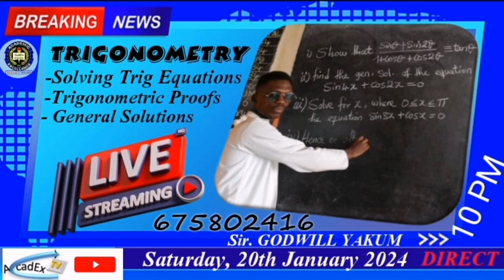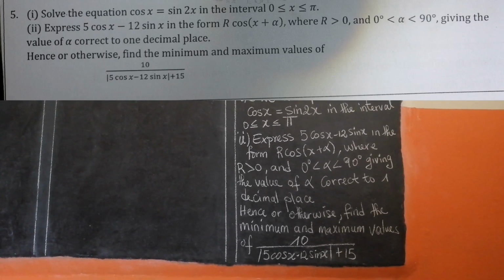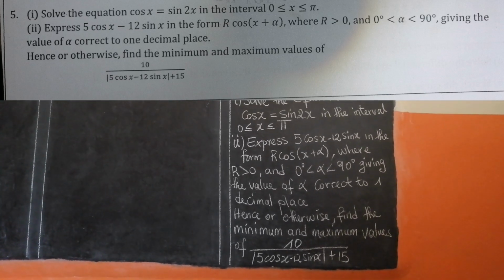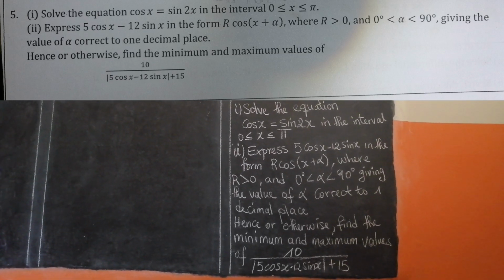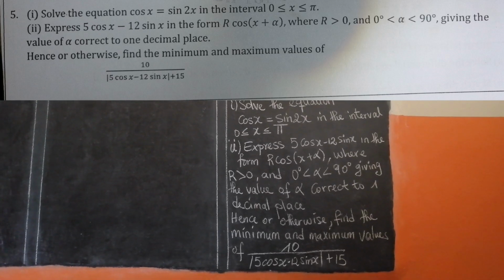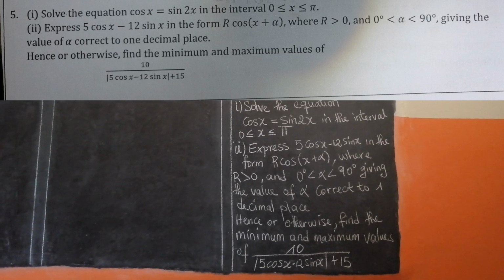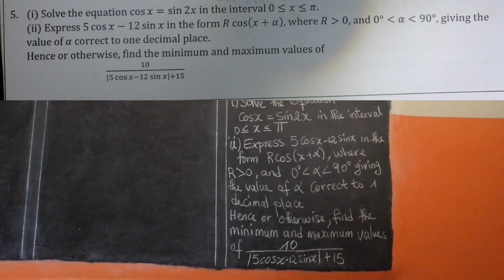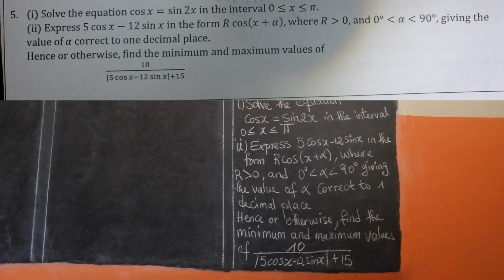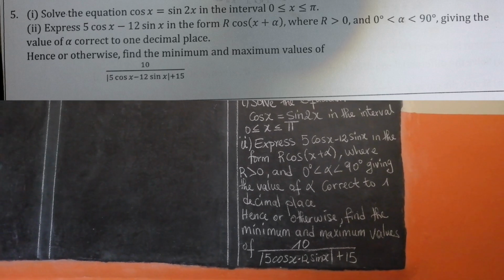And so that was the question on trigonometry, which reads: question 5, Roman 1. Solve the equation cos x equal to sin 2x in the interval between 0 and 2 pi. Roman 2. Express 5 cos x minus 12 sin x in the form r cos(x plus alpha), where r is bigger than 0 and alpha is in that interval, giving your value of alpha correct to 1 decimal place. Hence, or otherwise, find the minimum and maximum values of 10 over that. So we are going to get started with Roman 1.